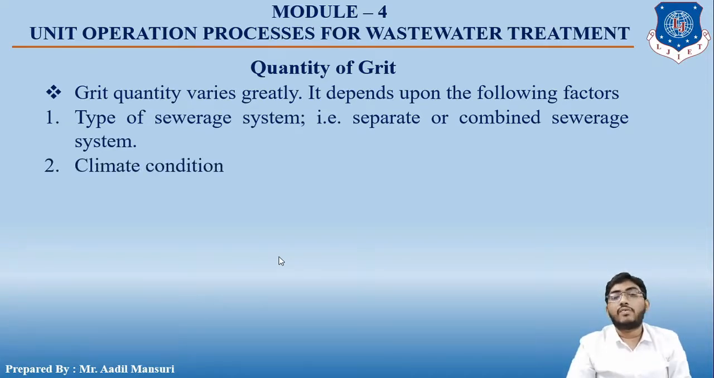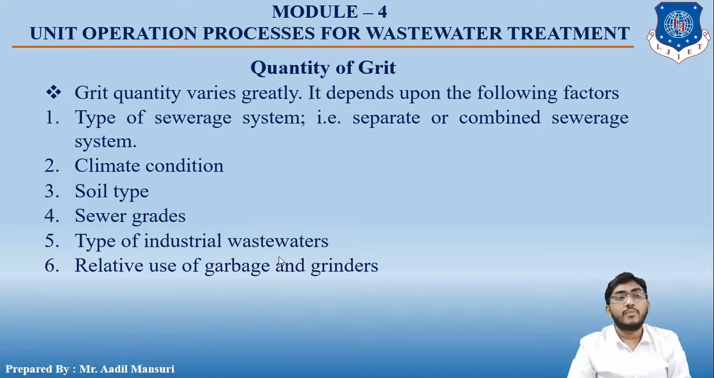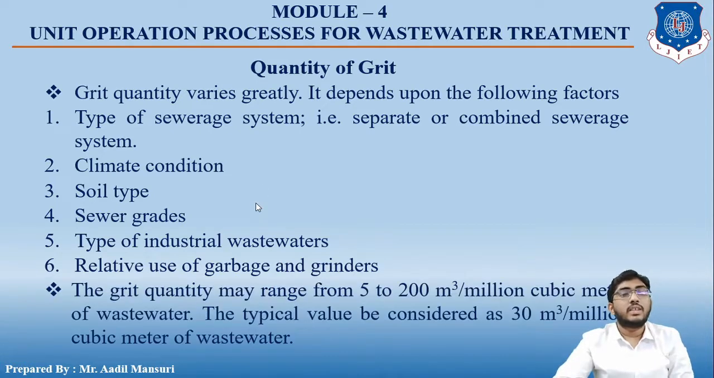So in case of monsoon season, the quantity of grit that might enter the sewage treatment plant may be more as compared to other seasons. Next is the soil type, then sewer grades, then types of industrial wastewater, then relative use of garbage and grinders. So the next is the grit quantity may range from 5 to 200 meter cube per million cubic meter of wastewater, and the typical value can be considered as 30 meter cube per million cubic meter of wastewater.